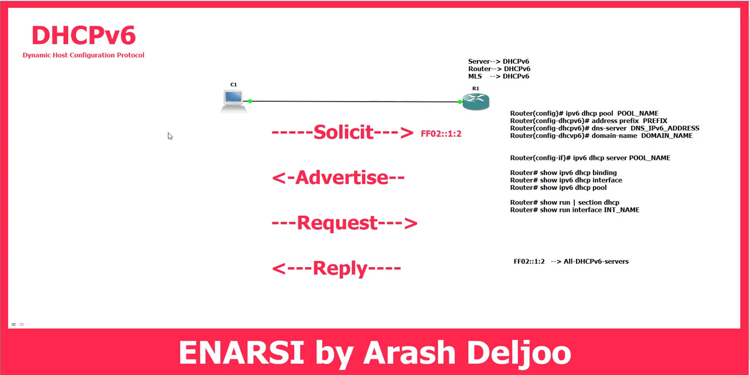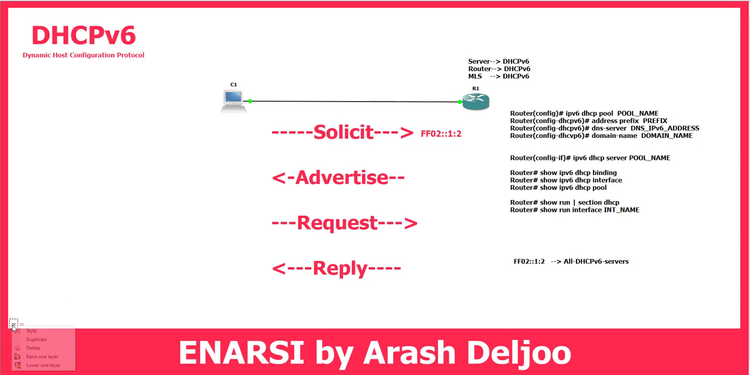Okay, in DHCPv6 we again have four steps. The first step is sending the DHCPv6 solicit message. You know that here we don't have a discover message. This is a solicit message, and with the solicit message we are trying to find the DHCPv6 servers. You know that in IPv6 we don't have broadcast.